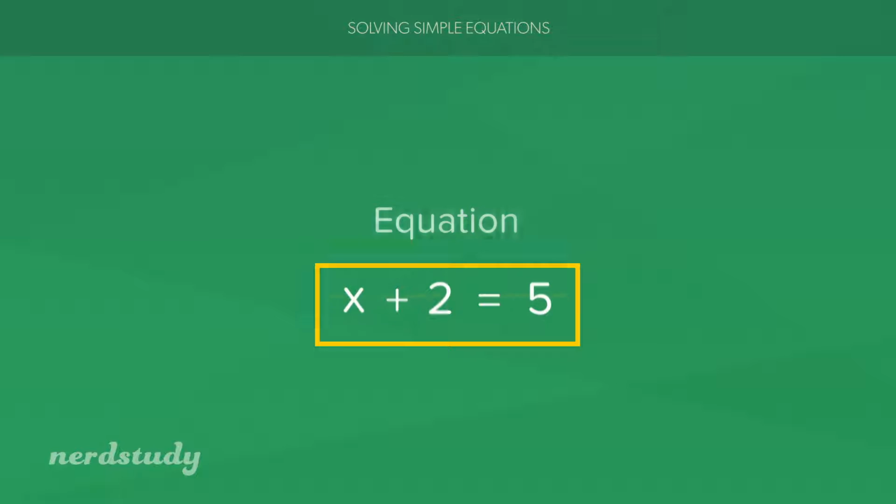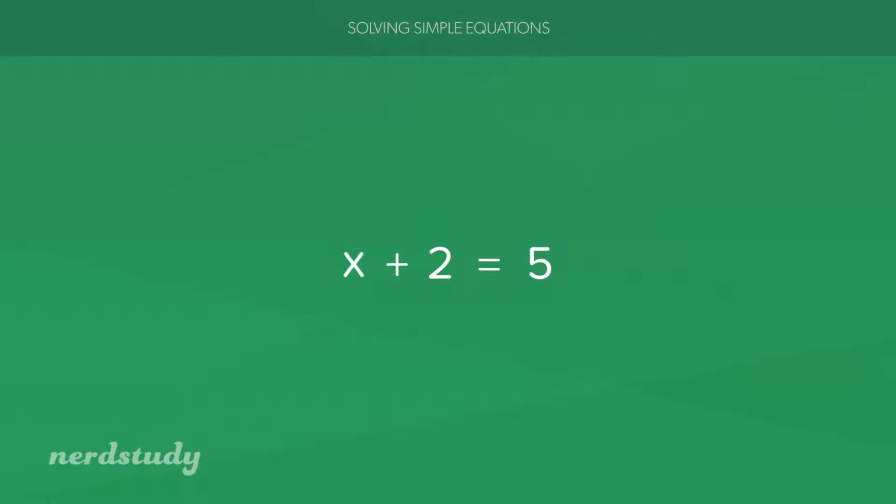So let's think about what this equation right here really means. It says a number plus 2 equals 5. Okay, now how would we be able to find the value of x?